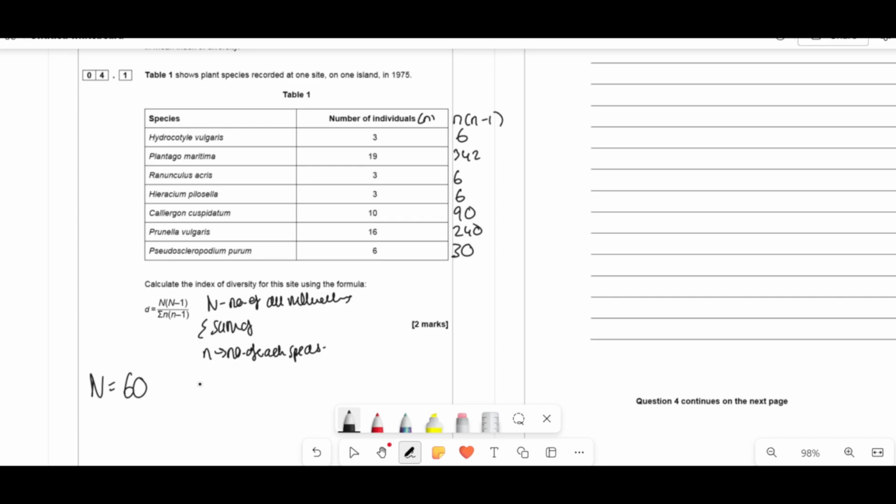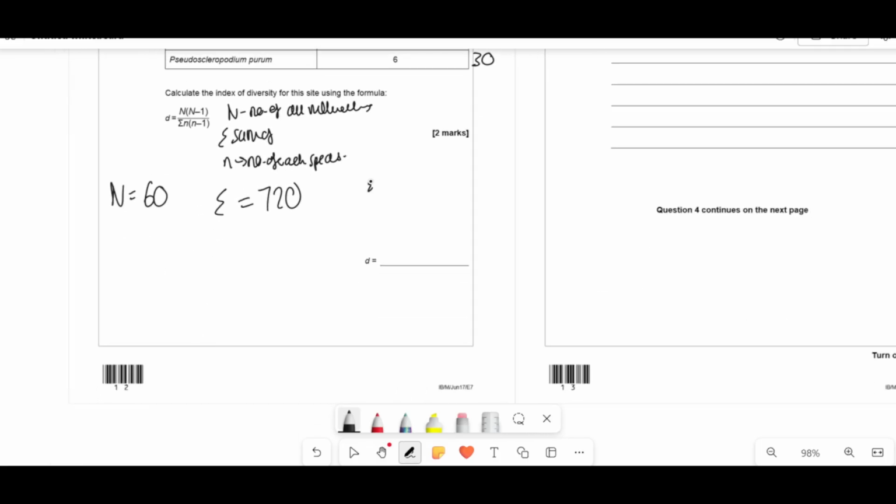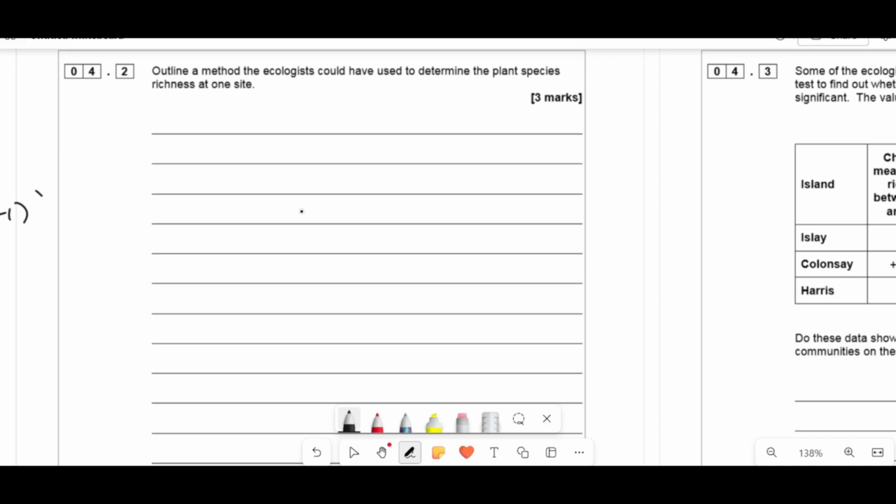But it's sigma n(n minus 1). So sigma of all of these is the sum of all of those. Sigma means sum of. So you're just going to do 6 plus 342 plus 6 plus 6 plus 90 plus 240 plus 30, which gives you 720, right? So then the index of diversity is just going to be 60, big N, times 59, n minus 1, all over what we just worked out, sigma n(n minus 1), which is 720. If we do that, we get 4.917, right? But we want to keep to the same number of significant figures as the question, so we'll just go with 4.92. There you go.